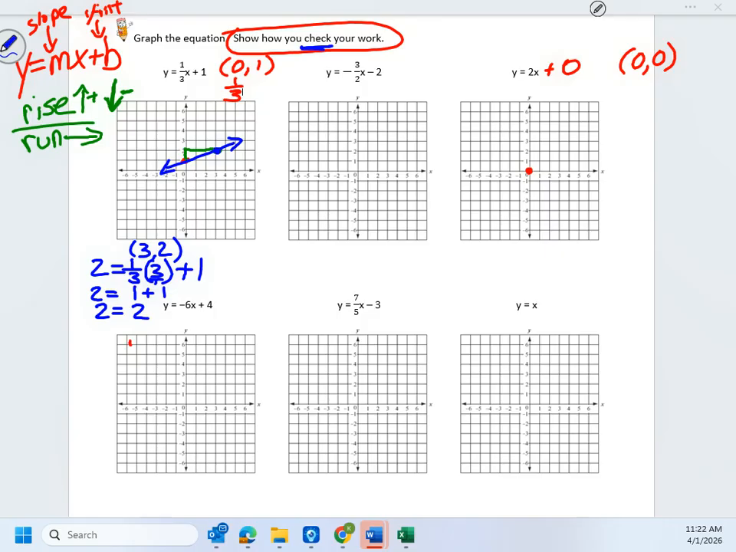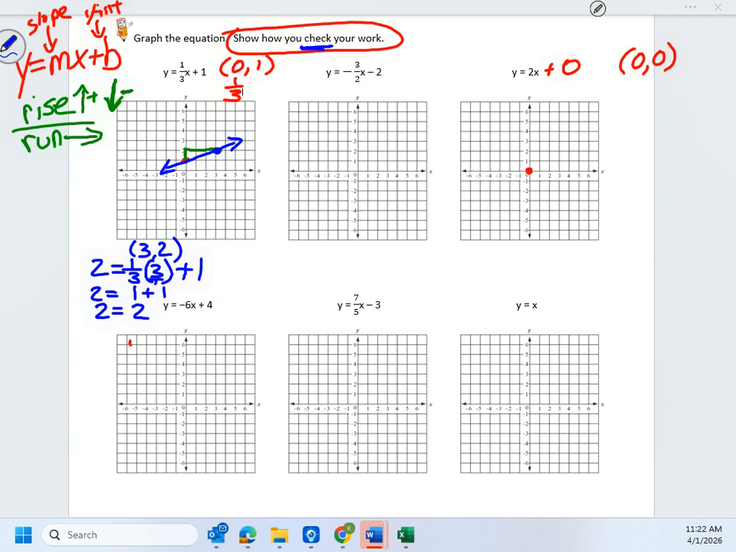So use that slope to find your second point, graph it, and then put that second point's ordered pair in for your x and your y. And do the math. Does it equal each other?